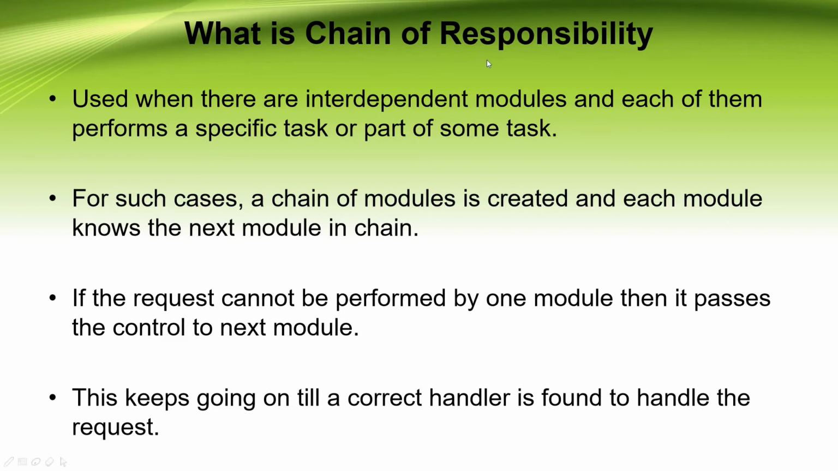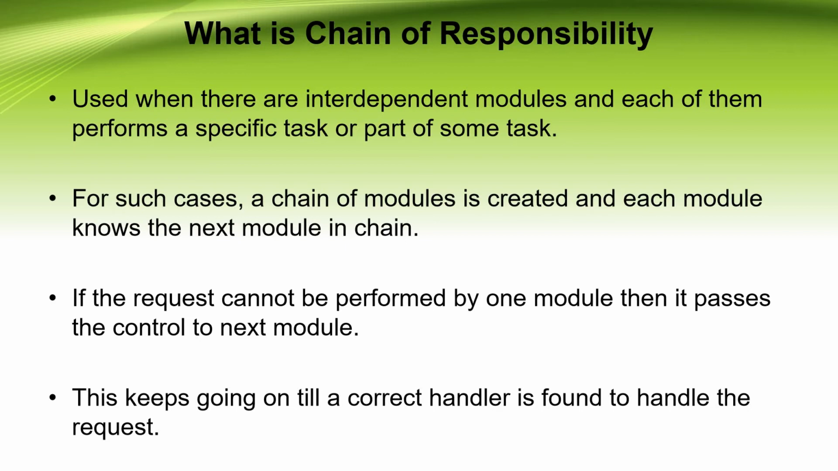So let's start with the basic definition of chain of responsibility. We use it when we have interdependent modules and each of those modules performs a specific task or a part of some task. Suppose we have a system with a number of modules. One module performs a certain task, the other module performs another task, and similarly the rest of the modules perform other tasks. But when these tasks are combined together, they perform one single task in entirety, right? So to complete one single task, we need to take help from each of the modules, because some part has been performed by one module and some part by some other module.